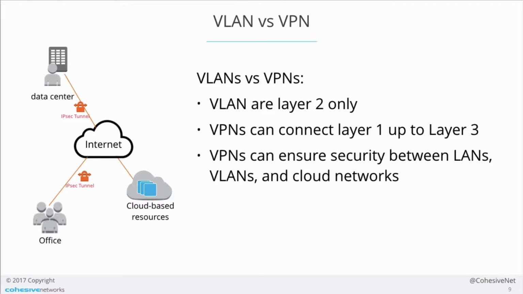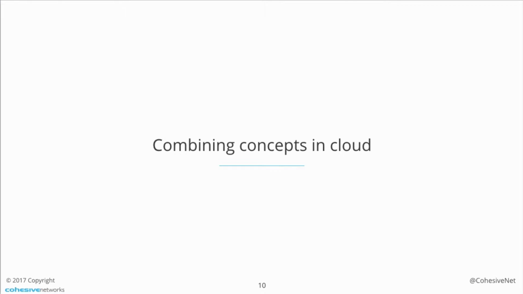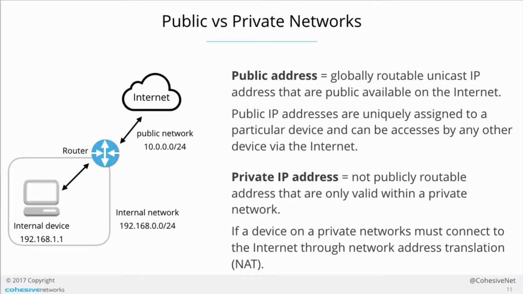And finally, VLANs versus VPNs. VLANs are layer 2, VPNs are 1 through 3. So VPNs can ensure secure connections between LANs, VLANs, and clouds. So when we talk about a little bit higher layer networks, it's either VPNs or VPCs. VLANs are local cables and things. All right, let's put these all together.